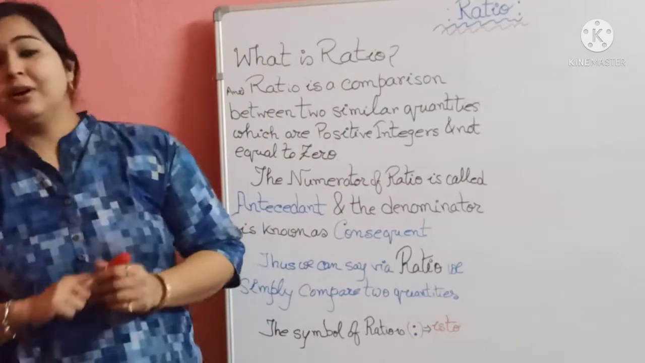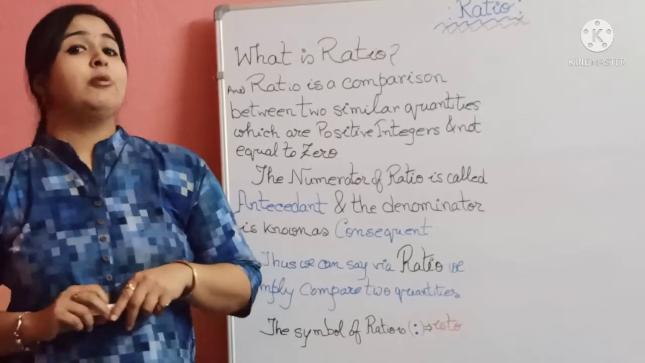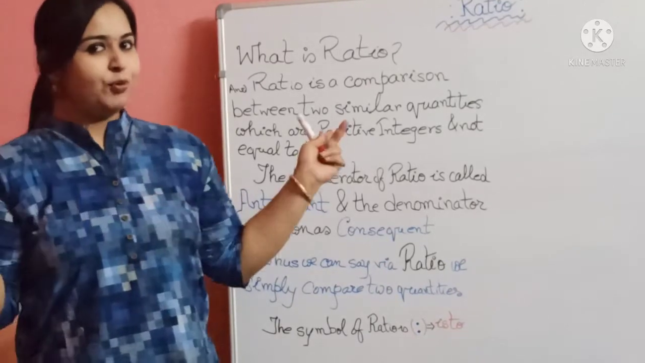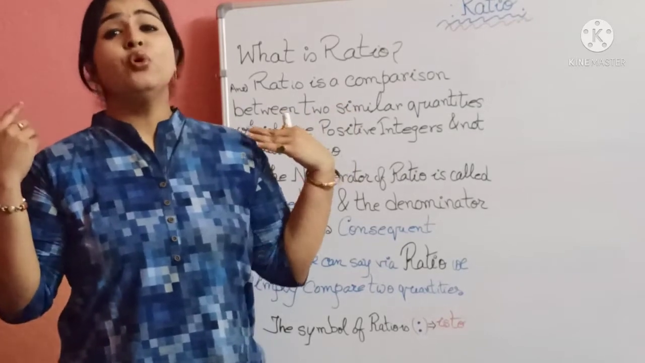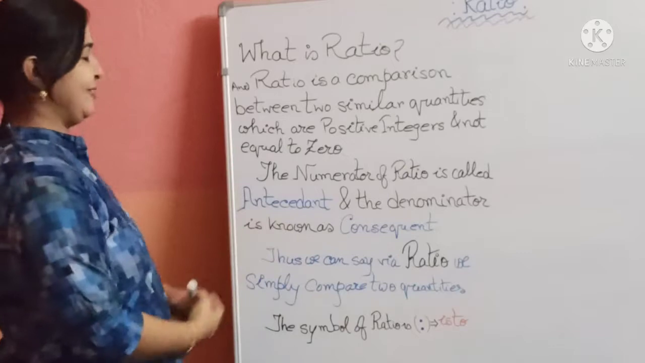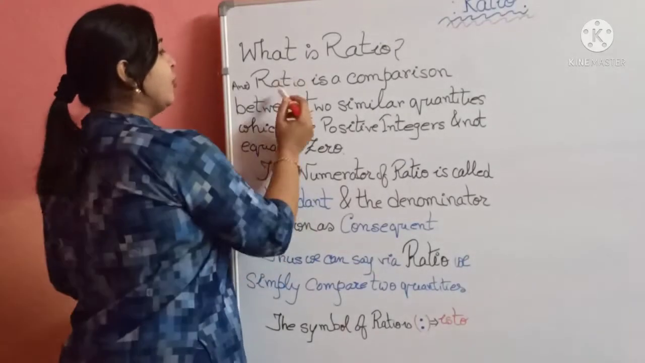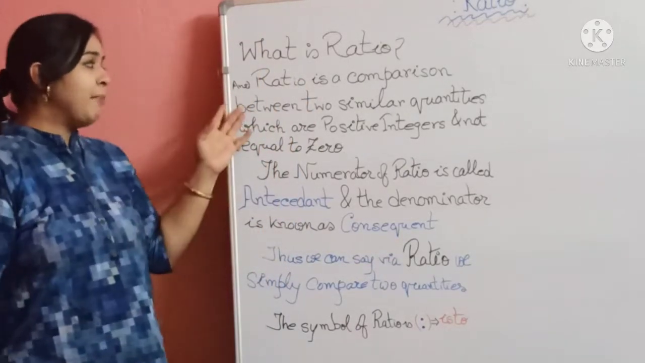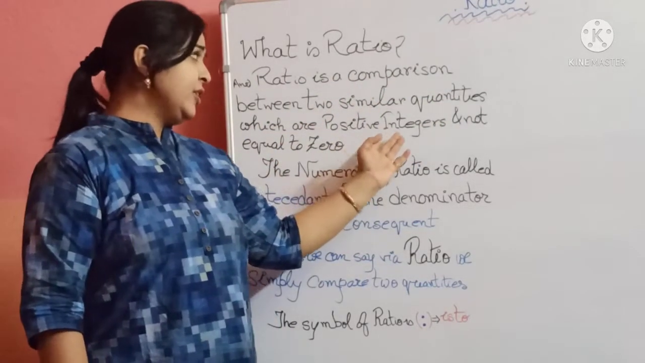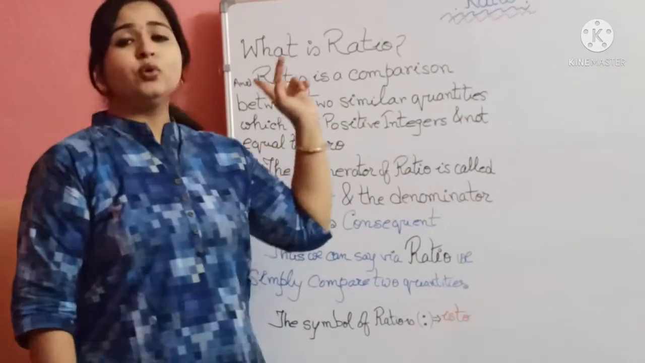At first we should learn the definition so that there will be no more confusion every time I say it. Learn the definition, the concept will be clear, and we will have fun in maths. There will be no problems in doing maths. Okay? So, ratio. Ratio is a comparison between two similar quantities which are positive integers and not equal to 0.